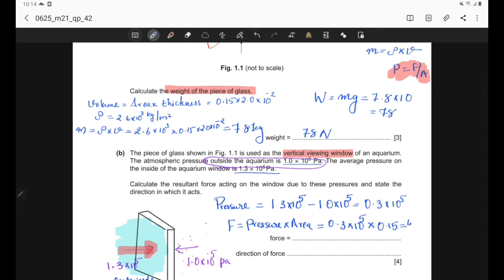So the answer is 4500. So force is 4500 Newton, and the direction of force, as we know that the pressure inside the water is greater, the direction of force also will be in the same direction. So we can write the direction of force will be outwards.